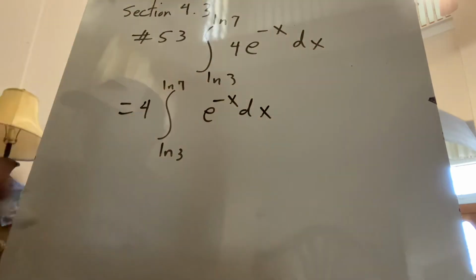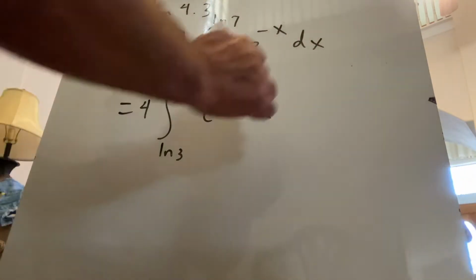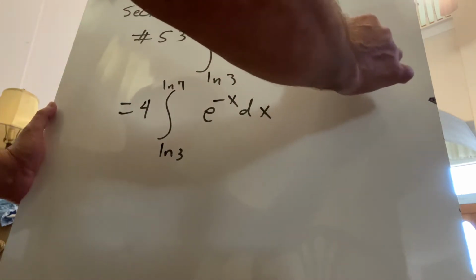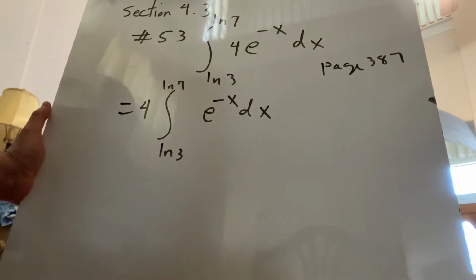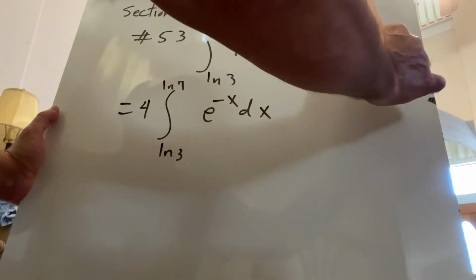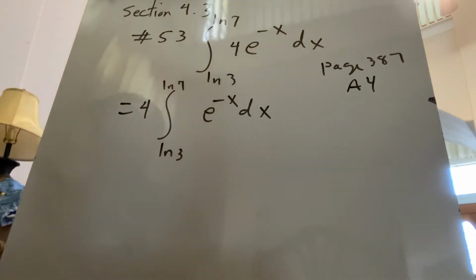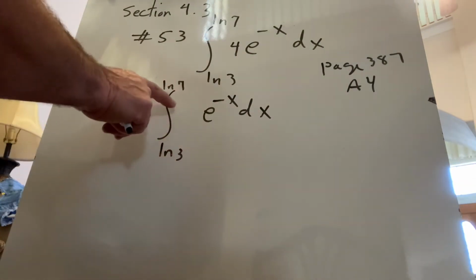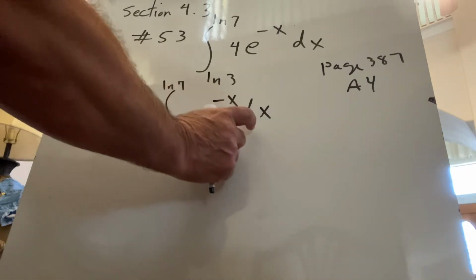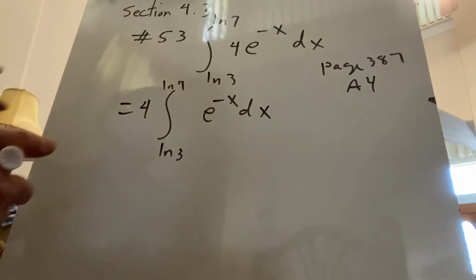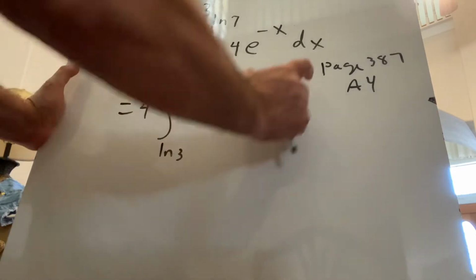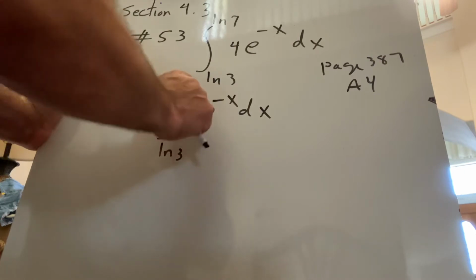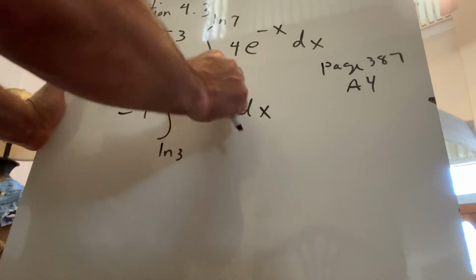So I'm just going to quote a couple of rules. If you go back to page 387 in your textbook, and look at property A4. Remember, by the fundamental theorem of calculus, the definite integral is just the antiderivative evaluated from the top to the bottom. Property A4 tells you that the integral of e to the negative x is 1 over a, of course, where a is, in this case, negative 1.